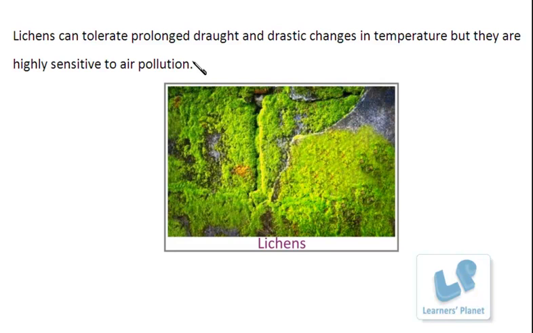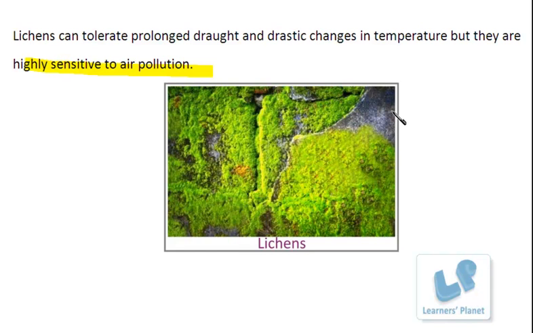Despite this important property, they are highly sensitive to air pollution. If there is a high level of sulfur compounds in the air, definitely these organisms will be deteriorated. There is slow growth of these organisms, and you may observe very few patches in an area where there is high air pollution. Fine. Here is the picture that I have shown here. These are the lichens which are growing over the rocks.